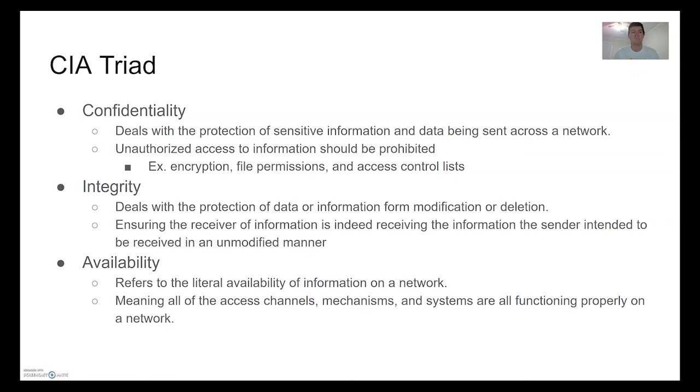And the last part of the triad I would like to talk about is availability. This refers to the literal availability of information on a network, meaning that all of the access channels, the mechanisms, and systems are all functioning properly on a network.